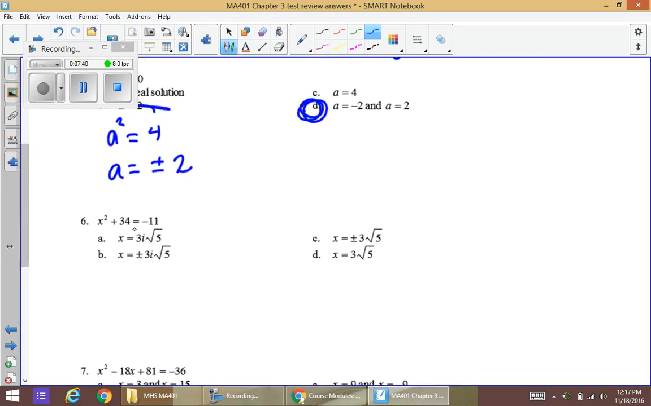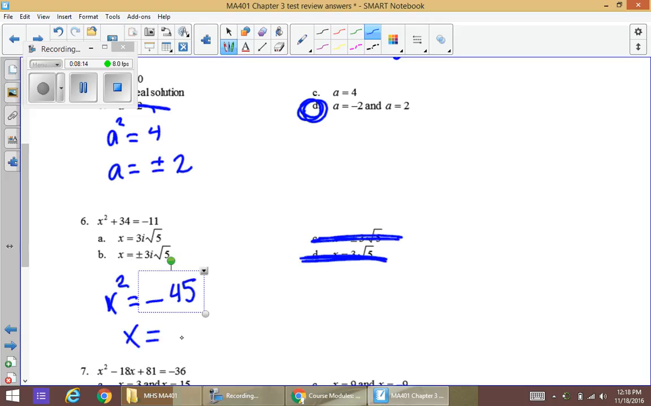Okay, on number 6, I only have one x squared, so I want to do that direct square rooting method again. Start by subtracting the 34 to the other side. So this is -45. Now, be smarter than the problem here. It's a negative, so we're going to have an i. So it's not this answer choice and not that answer choice, because we need an i. And then you want to look at this and see how this one has plus or minus, this one doesn't. So it's for sure that answer.